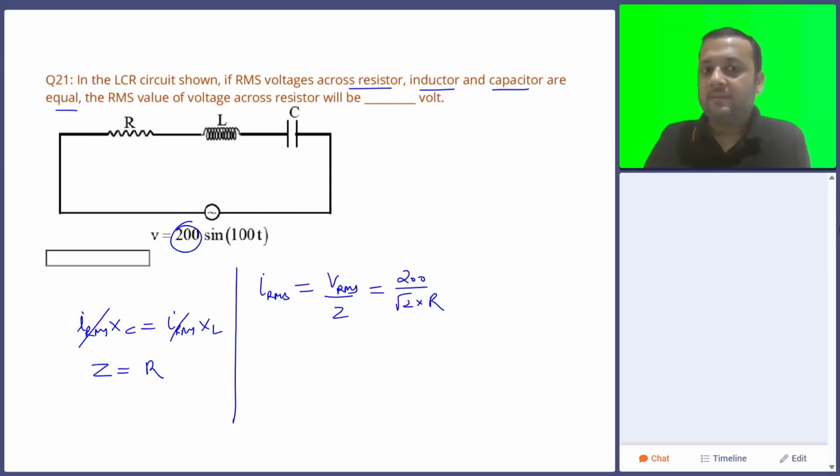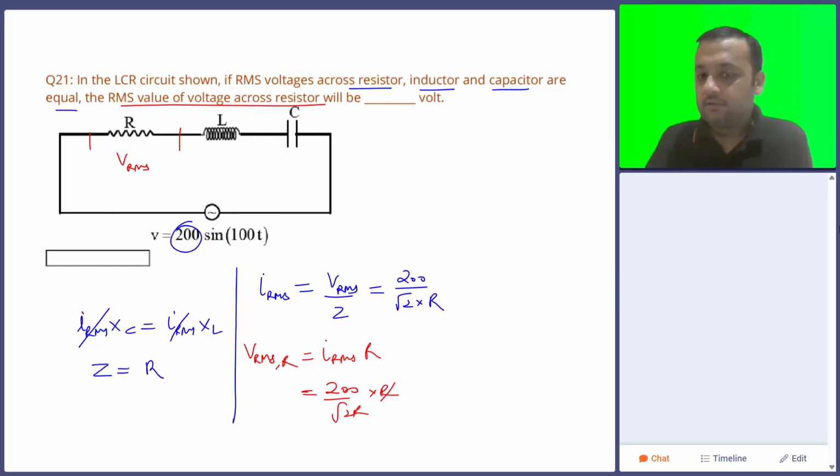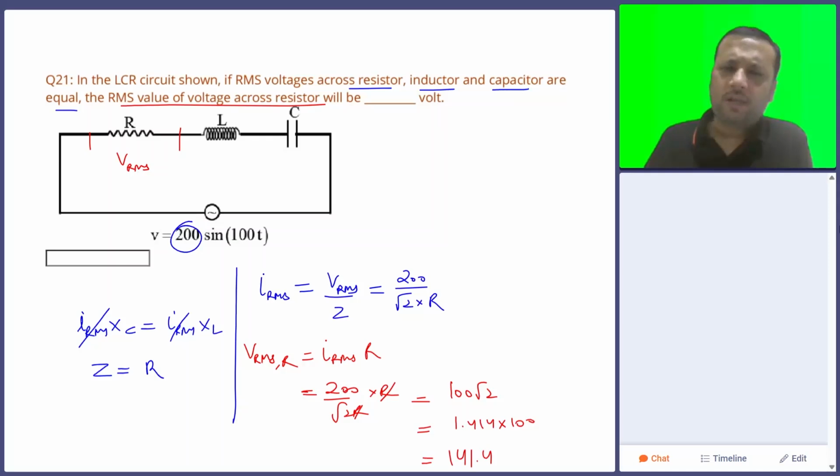Now we have to find the RMS value of voltage across the resistor. So VRMS across R will be IRMS into R, which means 200 by root 2 R into R. So R gets cancelled. We get 100 root 2, where root 2 is 1.414, multiplied by 100. So this becomes 141.4. On rounding off to the nearest integer, it will become 141.